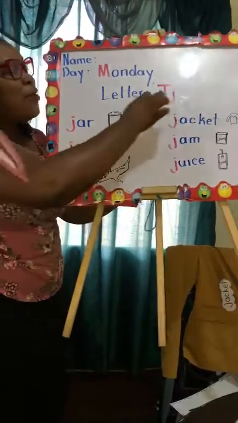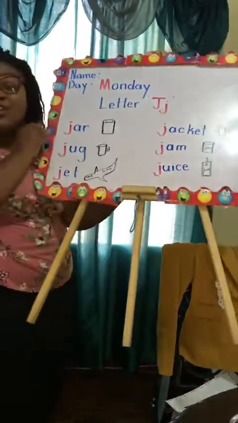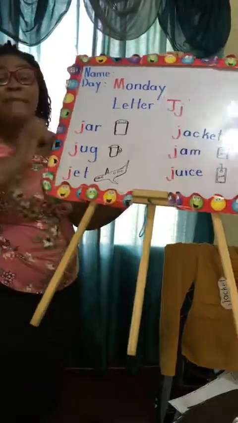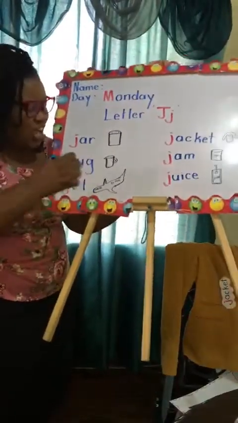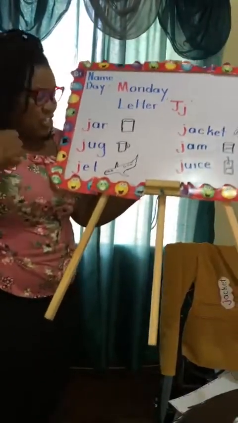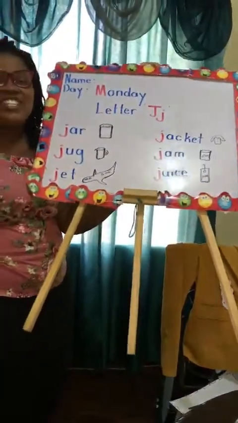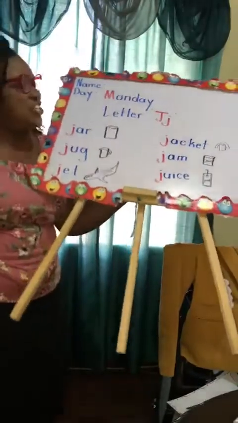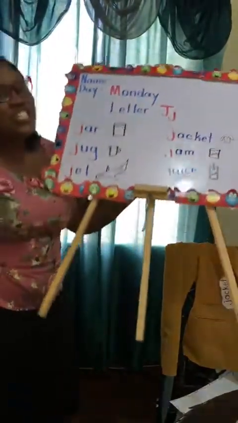So we're talking about the letter J, and the J says J. And we are also talking about some words that begin with the J sound, like jar, jug, juice, jacket, jet. When you call the words, you hear a J sound. J, J, J, jacket, J, J, jam, J, J, juice.